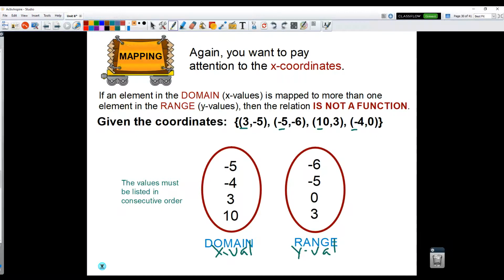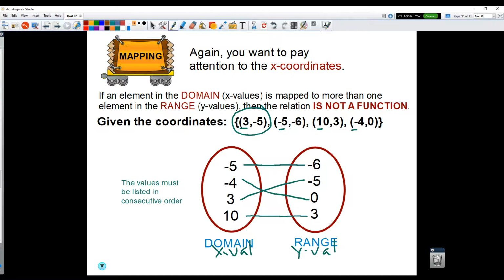We're going to map the coordinates to one another. So if you notice that 3, we're going to look at this coordinate here. 3 will map to the -5. I'm just drawing a line. The -5 maps to the -6. 10 maps to the 3. And -4 maps to the 0. That's how you do the mapping.